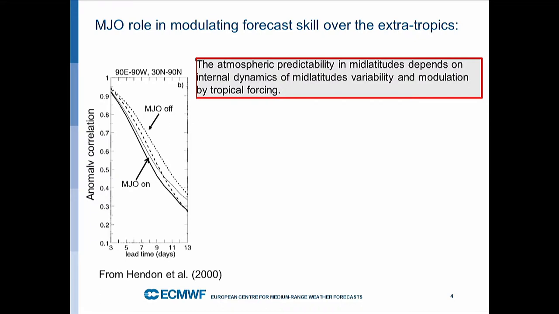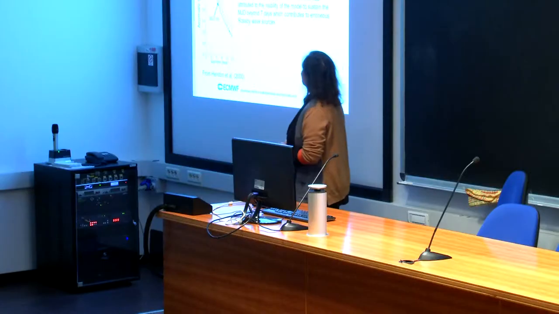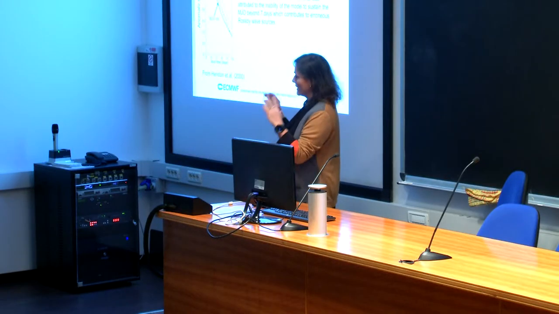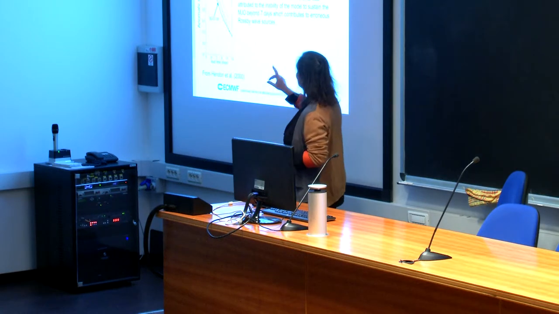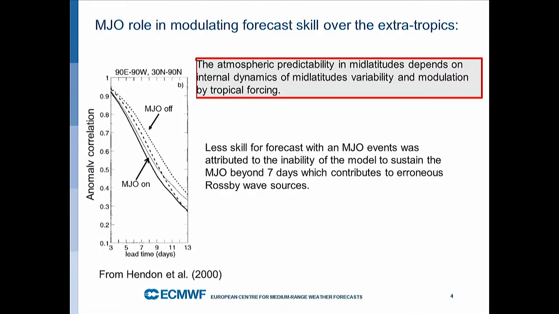And you wonder why. The reason is that the forecasts at that time were not very good. It was very difficult to represent MJO events, and we had to put quite a bit of effort into representing the tropical variability right to get the predictability associated with the MJO. So at that time, this was the statement coming out of this paper: less skill for forecasts with MJO events is due to the inability of the model at that time to sustain the MJO, and therefore there was no Rossby wave source creating this teleconnection into the extratropics.